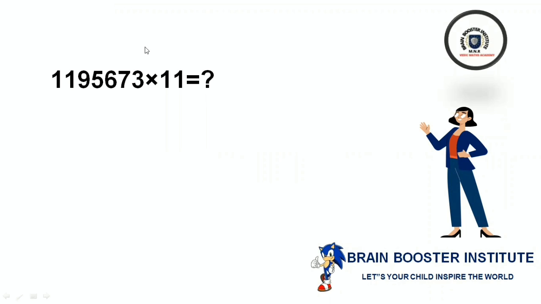The given number is 11,95,673. This is the given number, my friends. Let's see. Given number I'm writing here: 11,95,673. So in this, what do we need to do, children? My dear students and my dear friends, see, first copy the unit digit number.